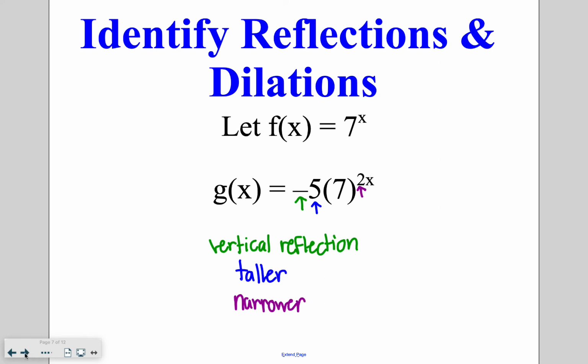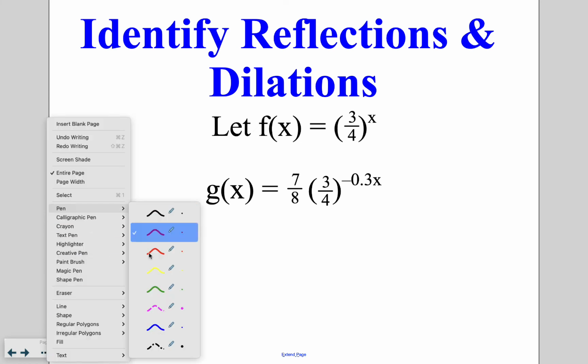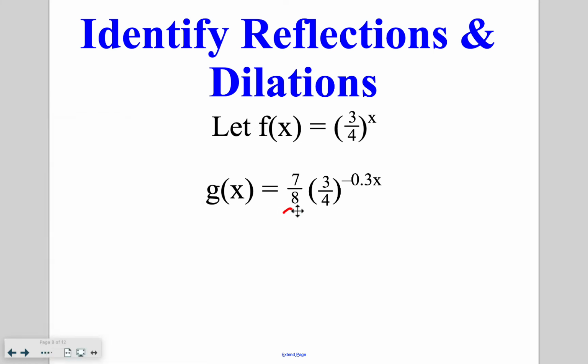the original graph. Another example here, starting with 3/4 to the x power, it has now been transformed to 7/8 times 3/4 to the negative 0.3 power. So I start by looking in front. That 7/8 is going to tell me that it is a vertical compression, so my graph is getting flatter. Again, you could write vertical compression or flatter.